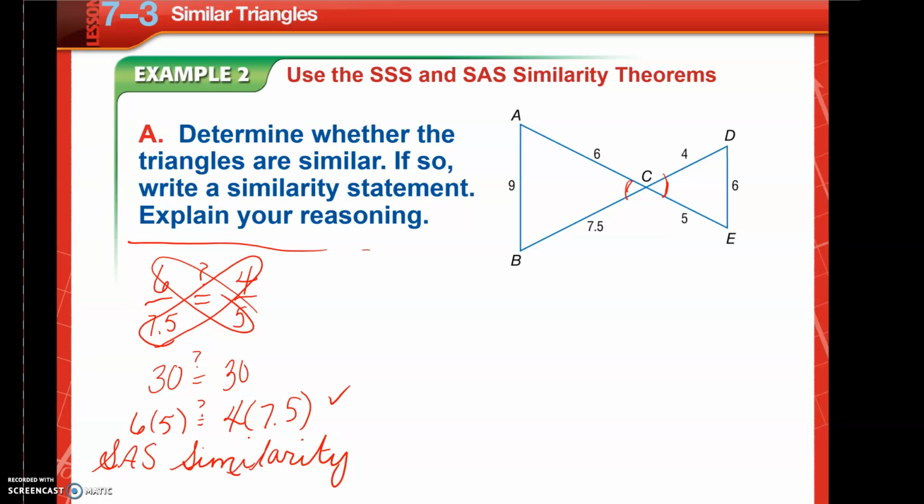And then our similarity statement could be triangle ABC is similar to triangle DEC. So we said AC is proportional to DC, so AC, DC. And BC here is similar to EC, so we can see that the proportional sides line up.